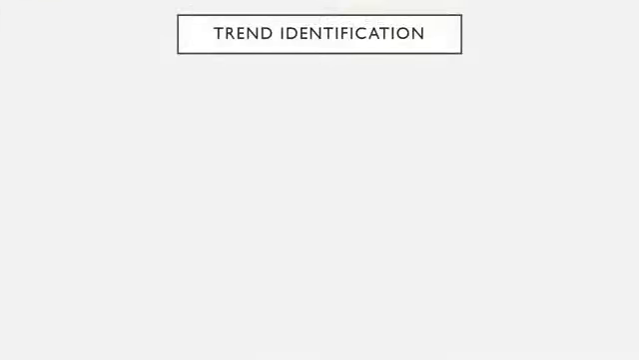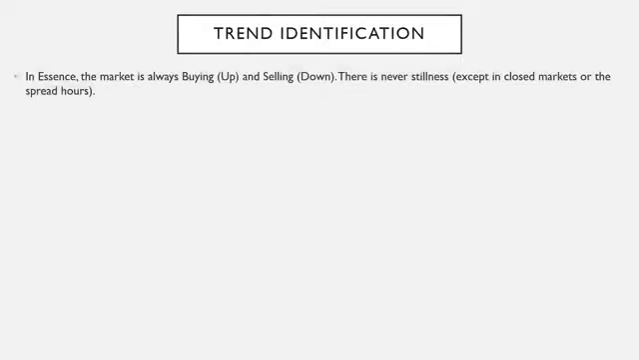So I want to ask you a question. What are the two ways that the market is moving? So very simple. In essence, the market is always buying, going up, or selling, going down. There is never stillness except when we have closed markets or the spread hours at midnight. Then the market could be still for a little bit, but it's still buying and selling. Institutions even buy and sell during the weekends. So when you have Monday open, sometimes you have huge gaps, right? Why are those gaps? Because there were orders being transacted even during the weekend.